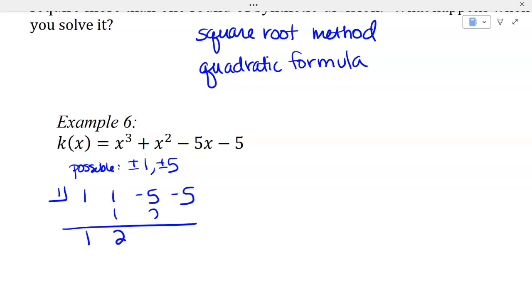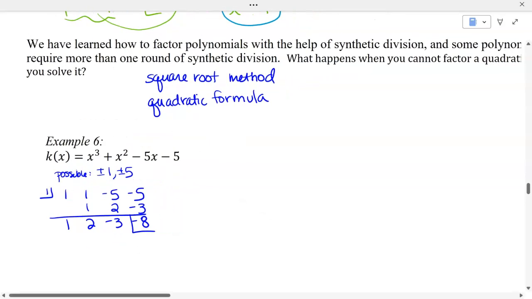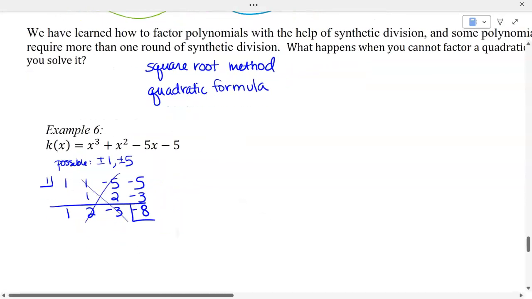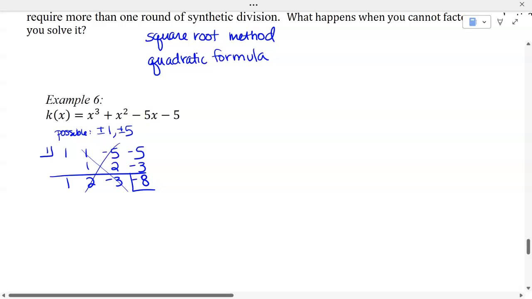And as I go through synthetic division, I first tried 1, which is what I usually start with, and that did not indicate a 0 remainder. So that's not a good option. So I'm going to go to my next standby.